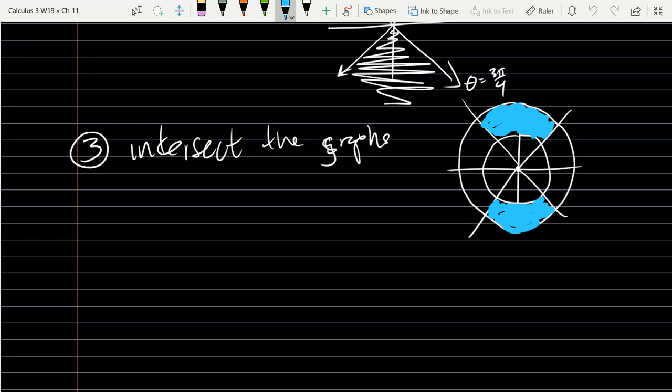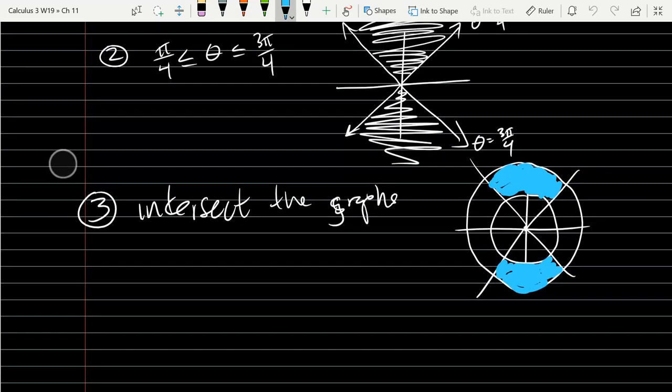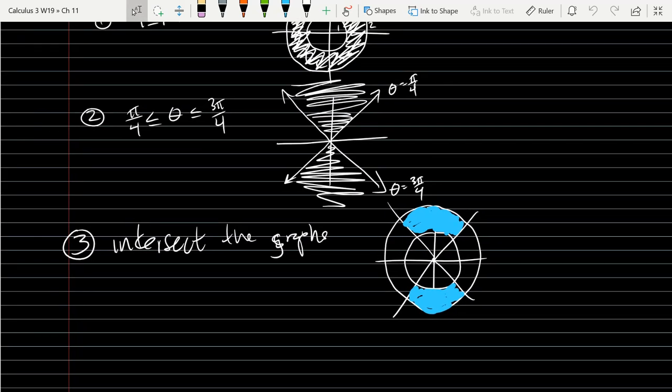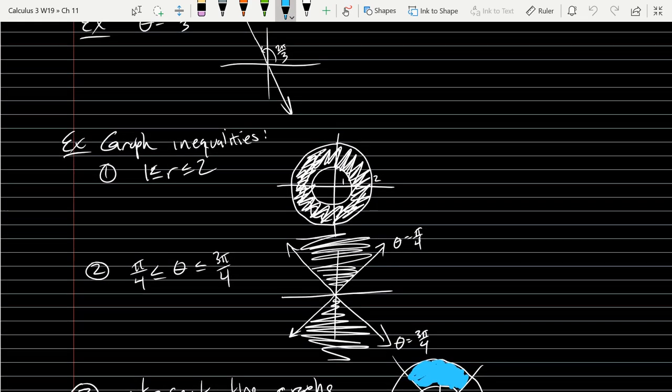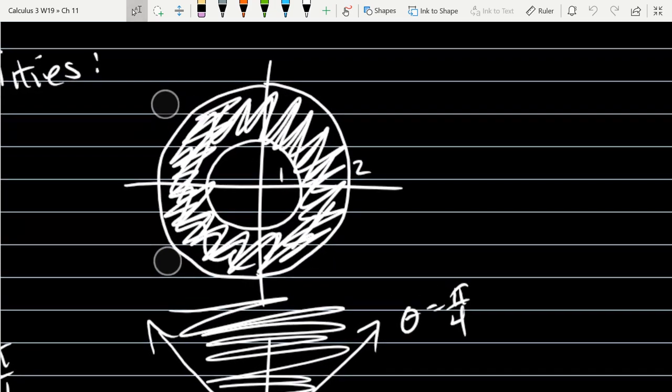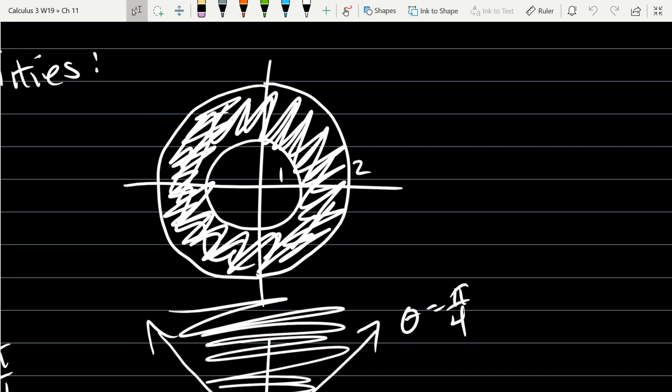So we just intersected two graphs above and got this weird shape. It was sort of two pizza crust looking shapes. The official name of this donut looking graph is called an annulus right here. So if you want to use proper math terms, that's an annulus.